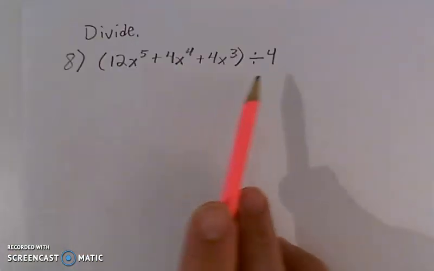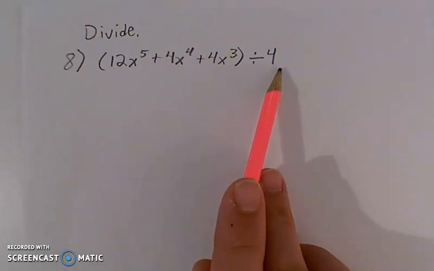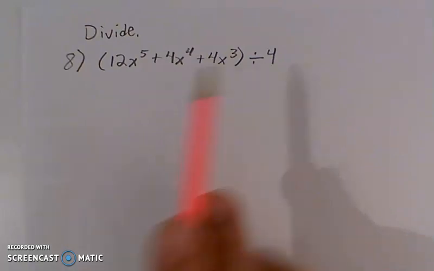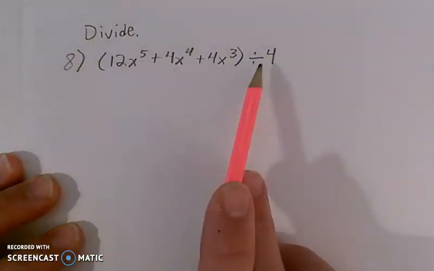So on number 8 here, this is division by a constant, which is 4. There is no x with which you're going to subtract. So all these exponents are actually going to stay the same. So let's just divide each of the coefficients by 4.